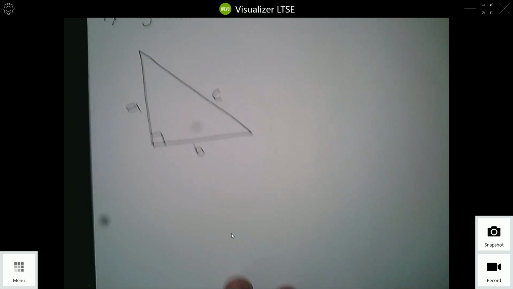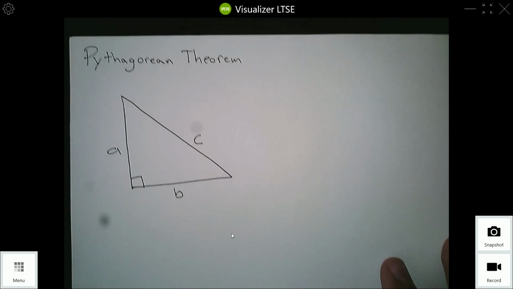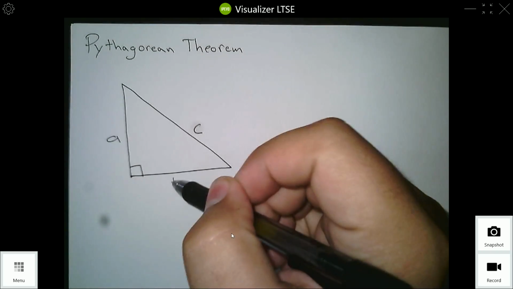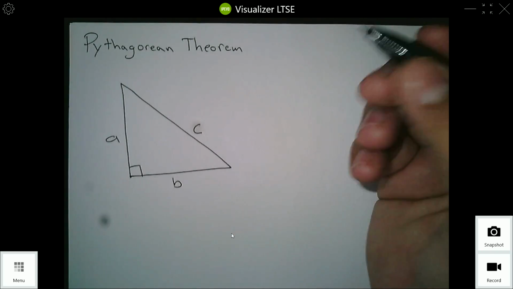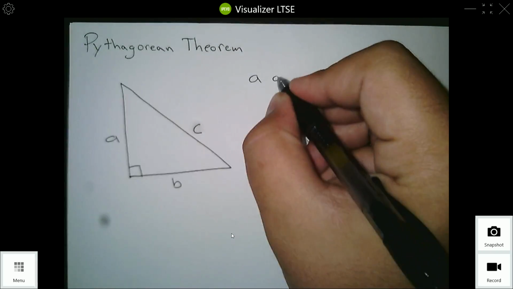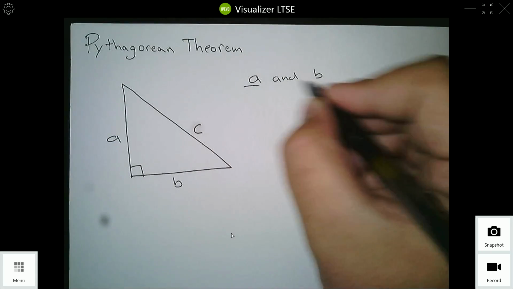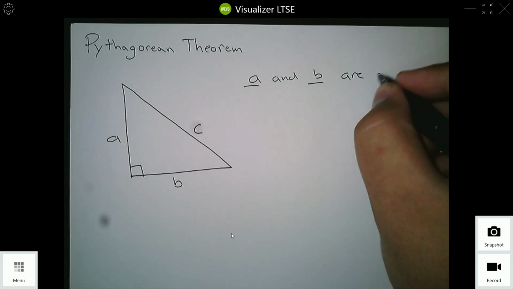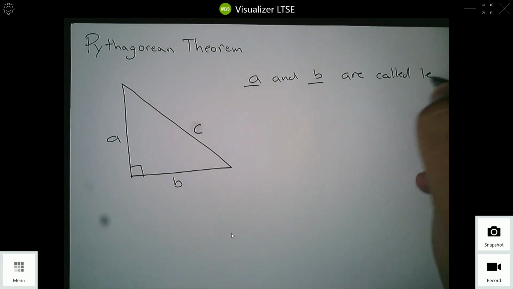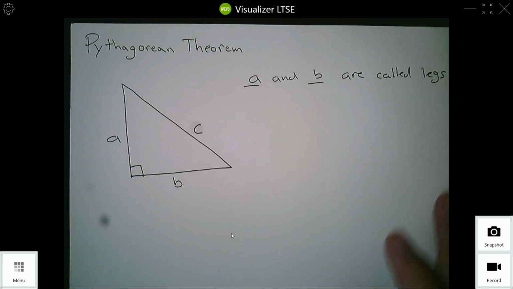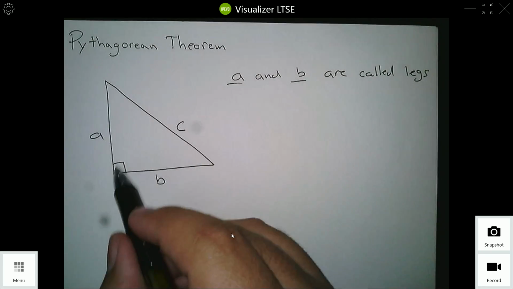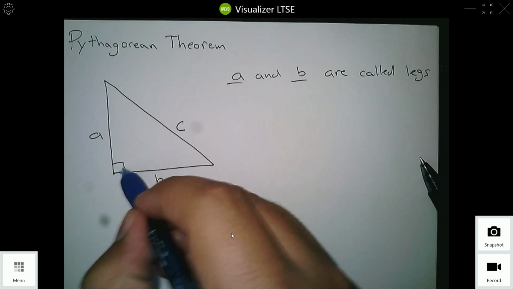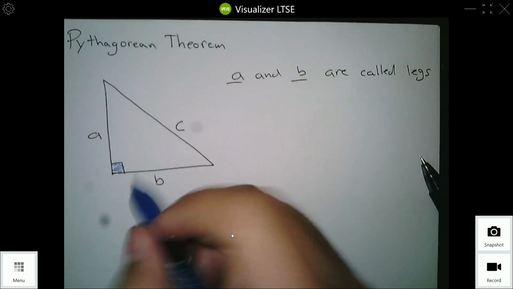So for Pythagorean theorem, we have just a normal right triangle, and we have legs of A and B, and a hypotenuse of C. A and B are both called legs, and they're always going to be attached to this 90 degrees right here. As you can see, this 90 is right here, and they're always attached to it.